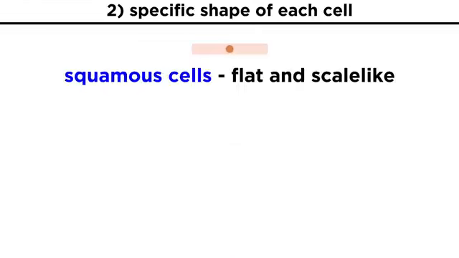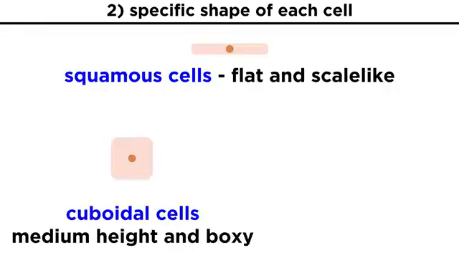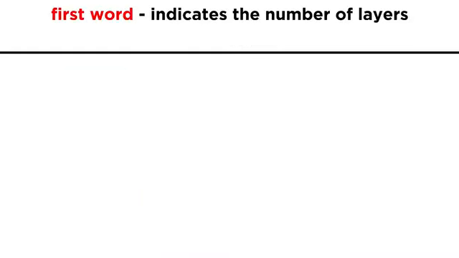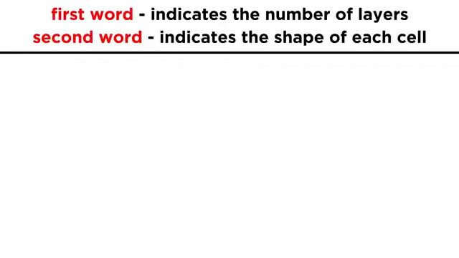Squamous cells are very flat, kind of like scales. Cuboidal cells are boxy, of medium height. And columnar cells are very tall, like columns. Putting these two characteristics together, we will need one word to indicate the number of layers in the epithelium and another word to indicate the shape of each cell in the epithelium.